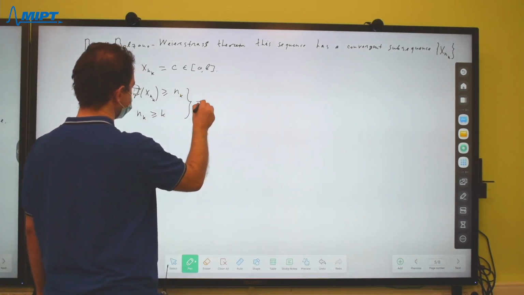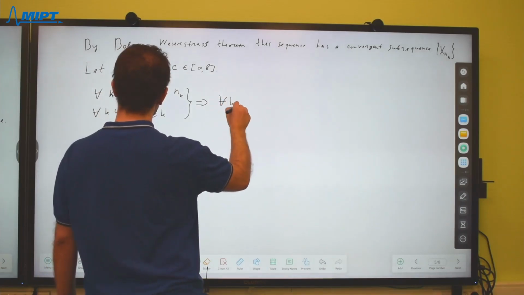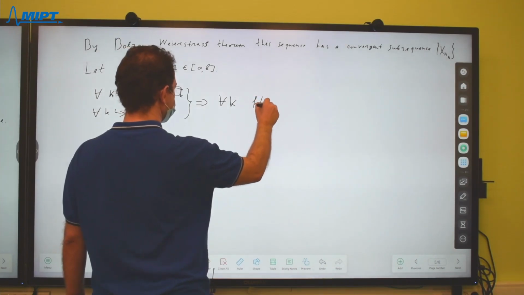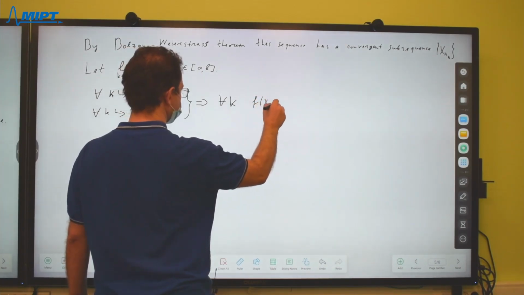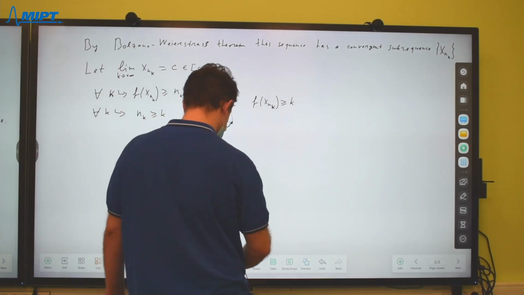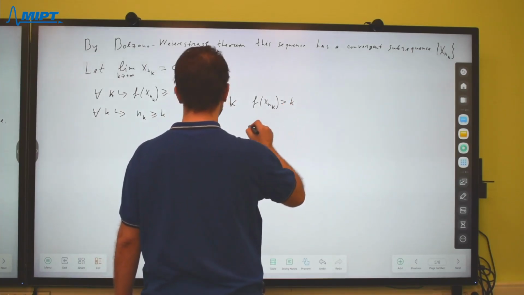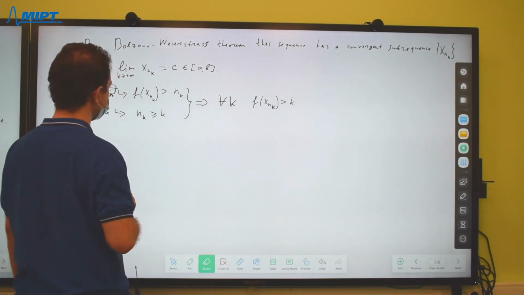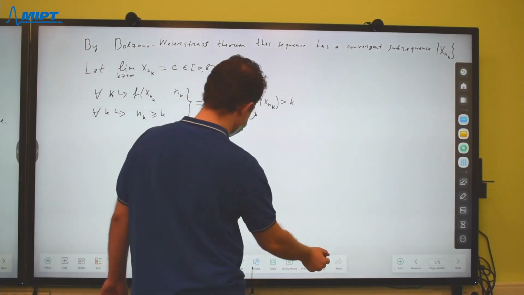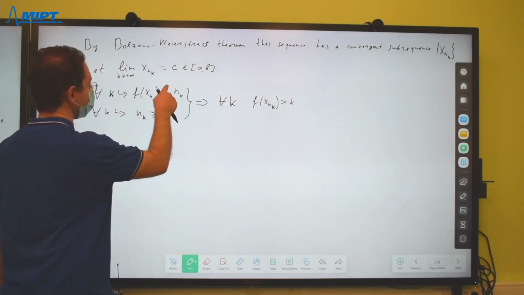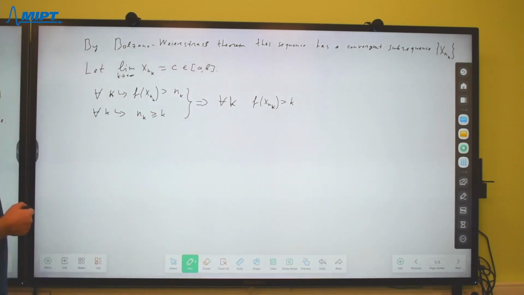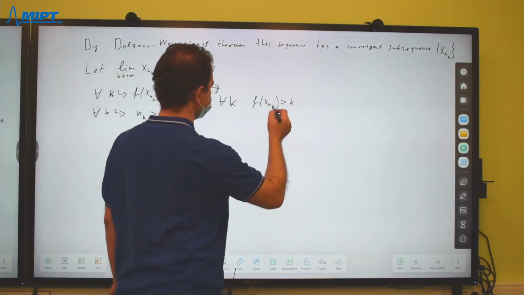Hence, for any k, f of x_{n_k} is greater or equal than k. Actually, strictly greater, because over here we have strictly greater sign. This bit was strictly greater. This was strictly greater. Okay, very well.